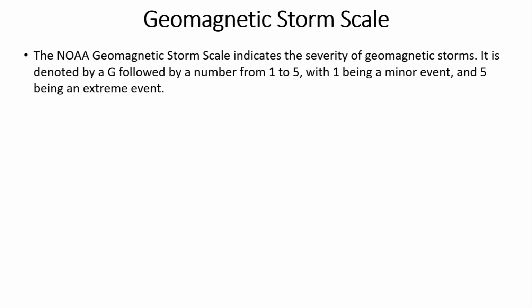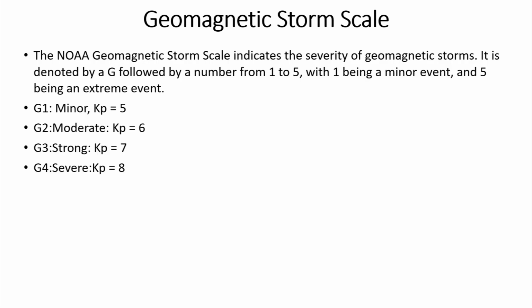And the geomagnetic storm scale, generally it is 1 to 5, these are the geomagnetic scales used. So, G1 is minor, that is Kp 5, then moderate is Kp 6, then strong is Kp 7, severe is Kp 8 and extreme is Kp 9.